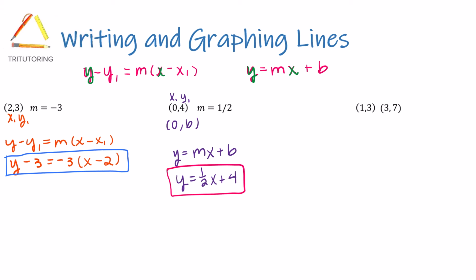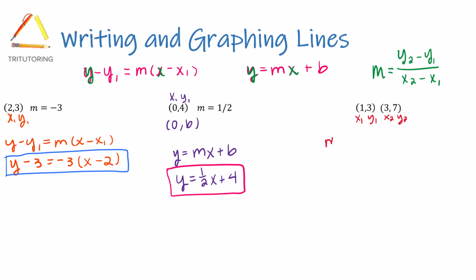On this third one, I want to write the equation of the line in slope-intercept form, but I don't have a slope given to me. The points are 1, 3 and 3, 7. If you don't have a slope given, you'll have to find it using the slope formula. The slope formula is y2 minus y1 over x2 minus x1. So for these points, let's label x1, y1 and x2, y2.